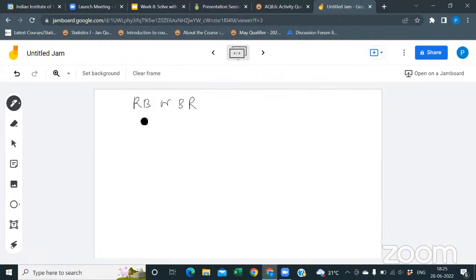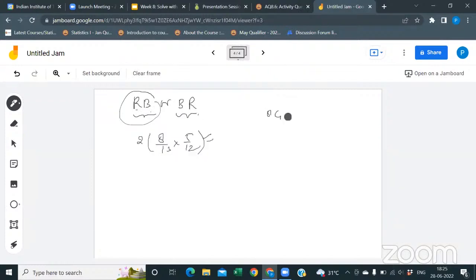So what will this be? That would be 8 by 13 into 5 by 12, and the other is also 8 by 13 into 5 by 12, so it will be two times. See, what is the question? We are drawing, and we are not considering the order. One of the balls is blue and one of the balls is red, right? Then it will be red blue or blue red, right? Yes, sir.